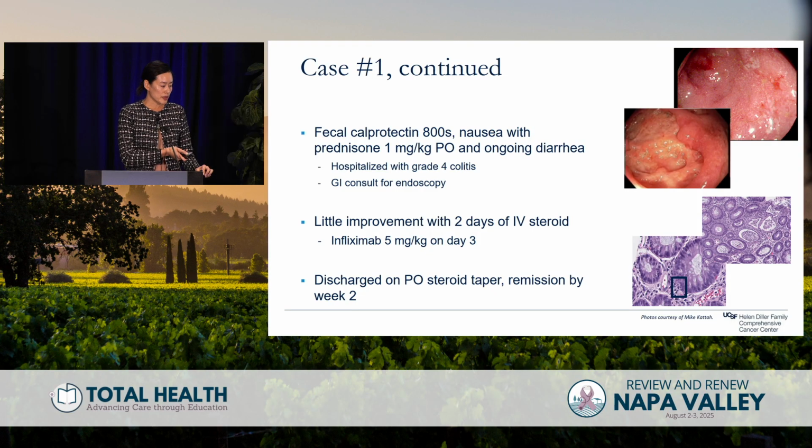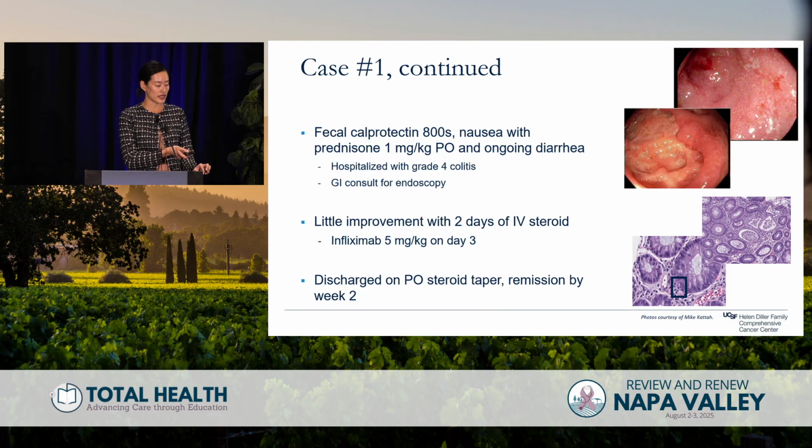So this particular patient received oral prednisone, 1 milligram per kilogram, did not do well. Ongoing nausea and diarrhea, and ended up being hospitalized with grade 4 colitis. And endoscopy was done with GI while inpatient, and because there was little improvement with 2 days of IV steroid, the patient went on to receive an anti-TNF alpha, infliximab, on day 3. Thankfully, there was subsequent improvement, and the patient was successfully discharged on a PO steroid taper and was doing much better by second week.